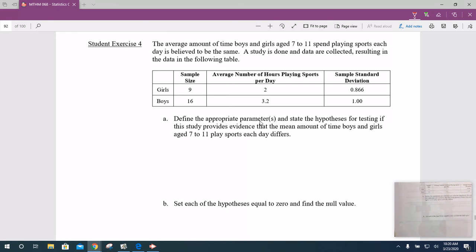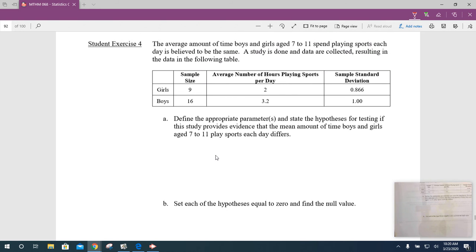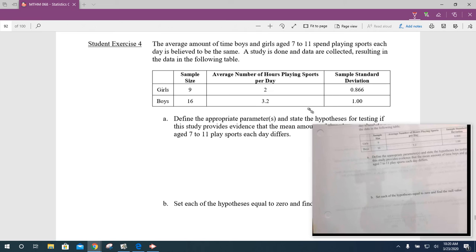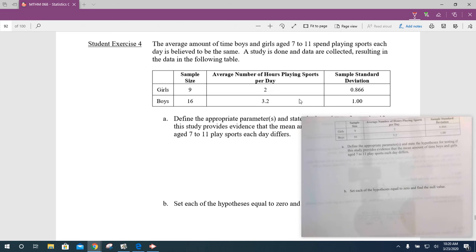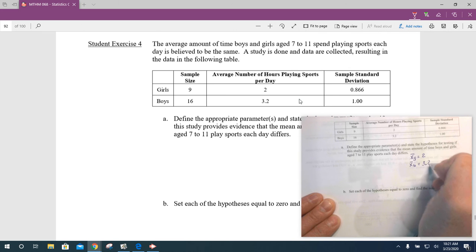It says, define the appropriate parameter and state the hypothesis for testing if the study provides evidence that the mean amount of time boys and girls aged 7 to 11 play sports each day differs. We're just simply looking to see if we have a difference of what's being calculated. And again, it's going to be a little easier for me just to write over here, so I'm going to do that. So in my first example, what do I know here? First of all, I know X bar of girls, that's the statistic that I'm given for girls, is equal to 2. And I get that from right here. And I know the X bar given for boys is equal to 3.2. And again, that's given right here.